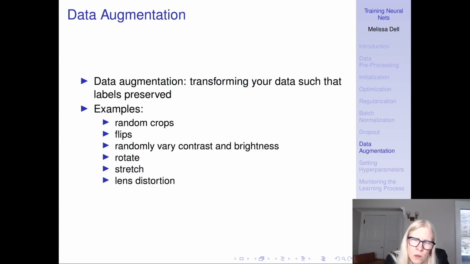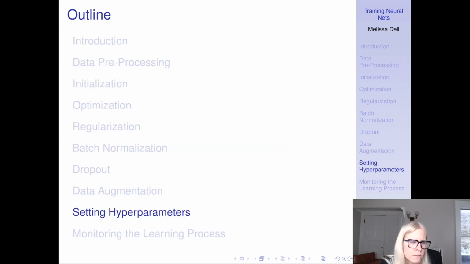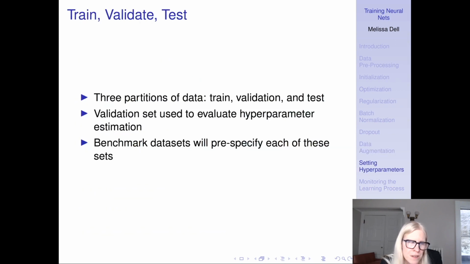Okay, and why is data augmentation a form of regularization? Well, you're forcing your model to learn that this image contains a dog, even when you do these distortions to the image, like cropping it, flipping it, stretching it, etc. So again, it's forcing the model to become more robust to noise in your underlying data. Data augmentation gets used in a lot of contexts, and so we'll see this more as we move into talking about applications. Okay, setting hyperparameters.